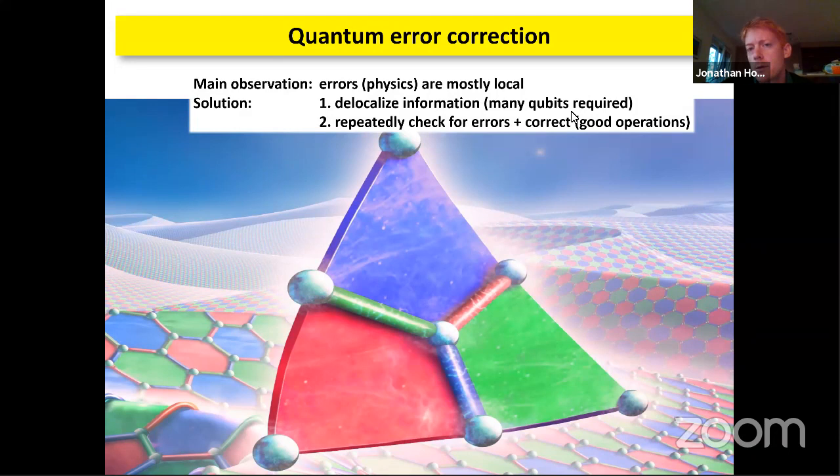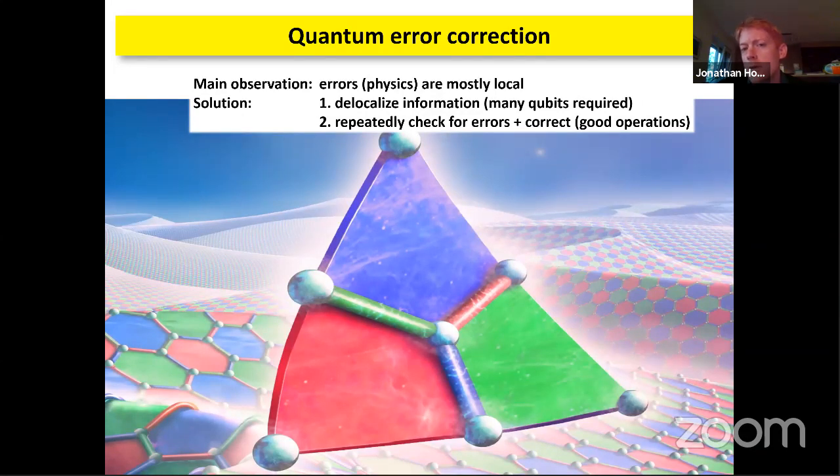The other part of quantum error correction is that errors happen with an increased probability over time. So what you'd like to do is repeatedly check for them happening and take into account that they're happening, or actually feed back on the system to remove them in real time. So these are the two principles. First, delocalize logical information over many physical systems, and second, repeatedly check your system.